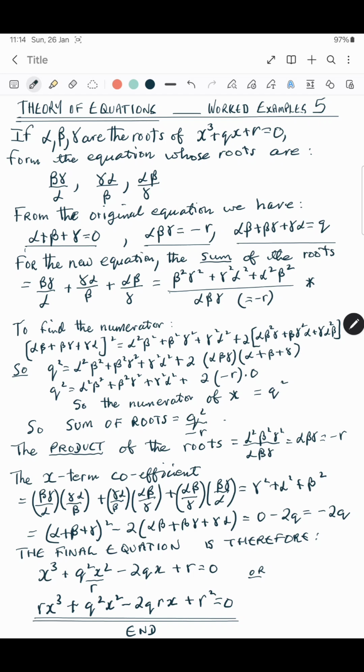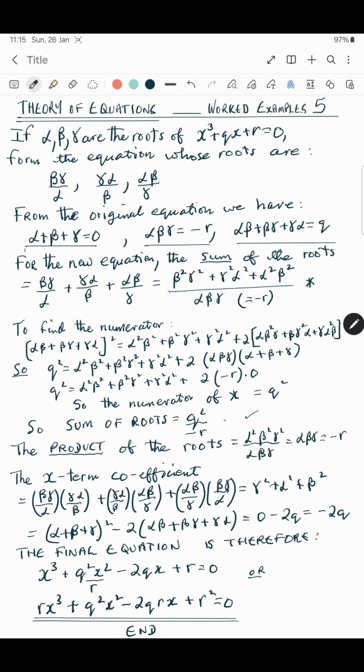And so the sum of the roots is q squared over minus r. That takes us this far. So we next find the product of the roots, which is rather simpler, and that will be the expression I've written down here, alpha squared beta squared gamma squared over alpha beta gamma, which cancels down nicely to alpha beta gamma, which from the original equation we know is minus r.